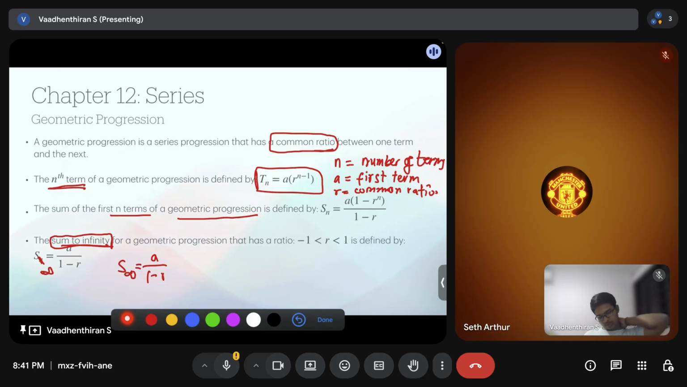So these are the three main formulas for geometric progression. Of course, there are more, but they are not in the syllabus. So for the syllabus, this is enough for you to remember. They will give you the formulas in the formula sheet also, but it will be better if you can learn all the formulas by heart.